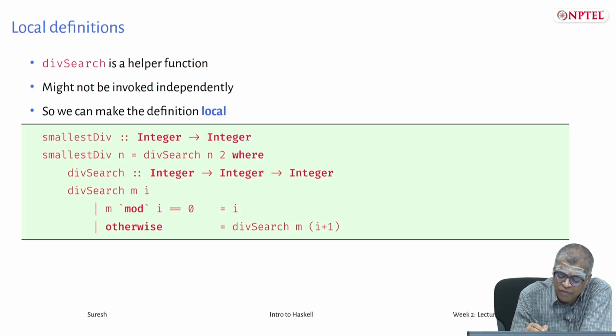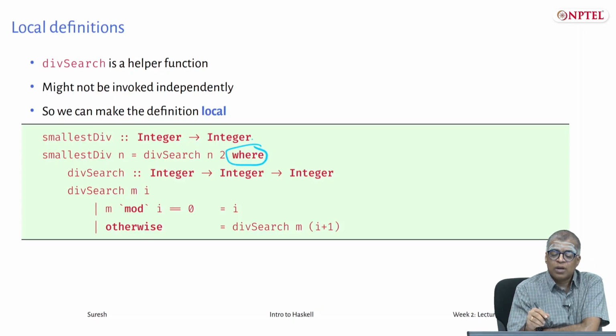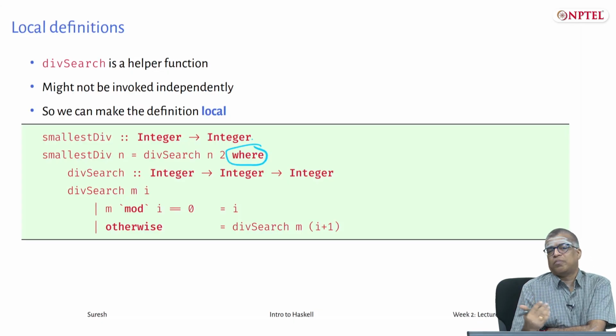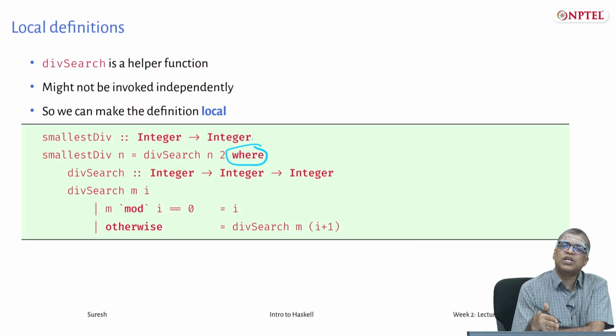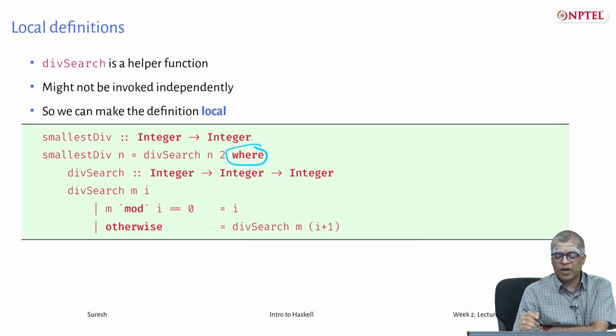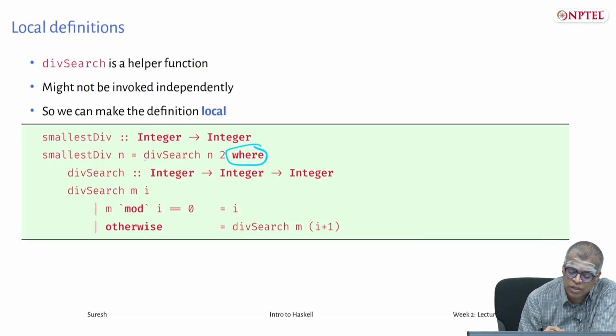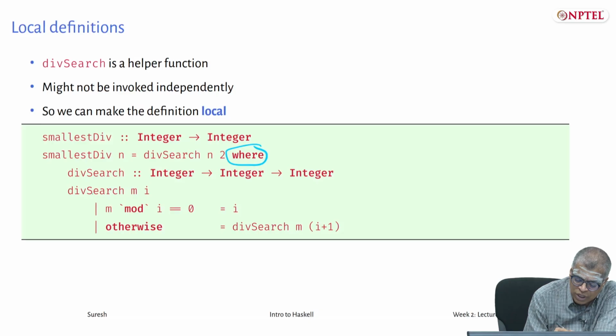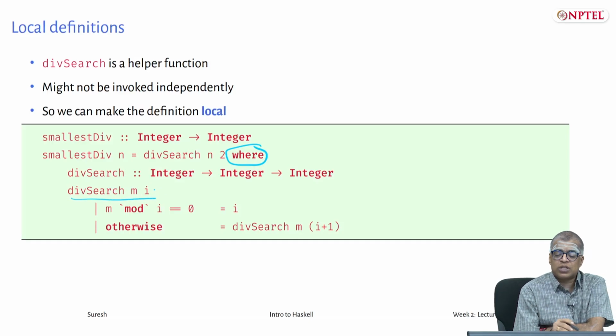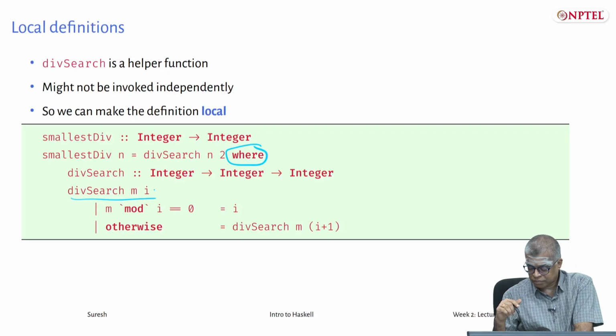One way is to use where. This is just like in mathematics or in English, you will say f is equal to some g of x, where g is defined as follows. And that same thing is used in Haskell. Where is the keyword. You say smallest div n is div search n 2 where div search, and you just give your definition of this function as usual. Smallest div of n is div search n 2 where div search m i is defined as follows.